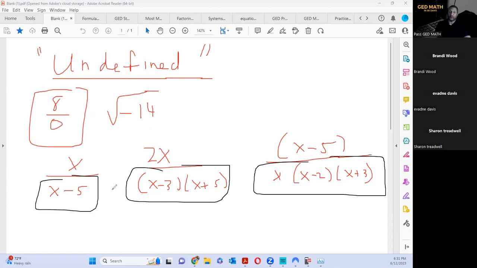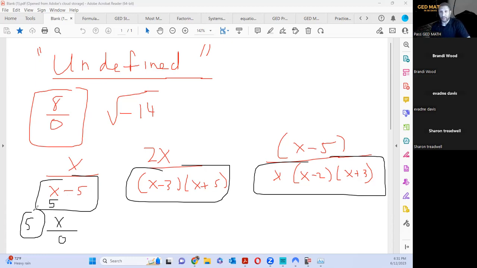So for example, this first one, the opposite of -5 is what? Plus 5. So how do you know? Because if I put a 5 there, it's going to be x over 0, because 5 minus 5 is 0. So that means 5 is the only answer for the first one.